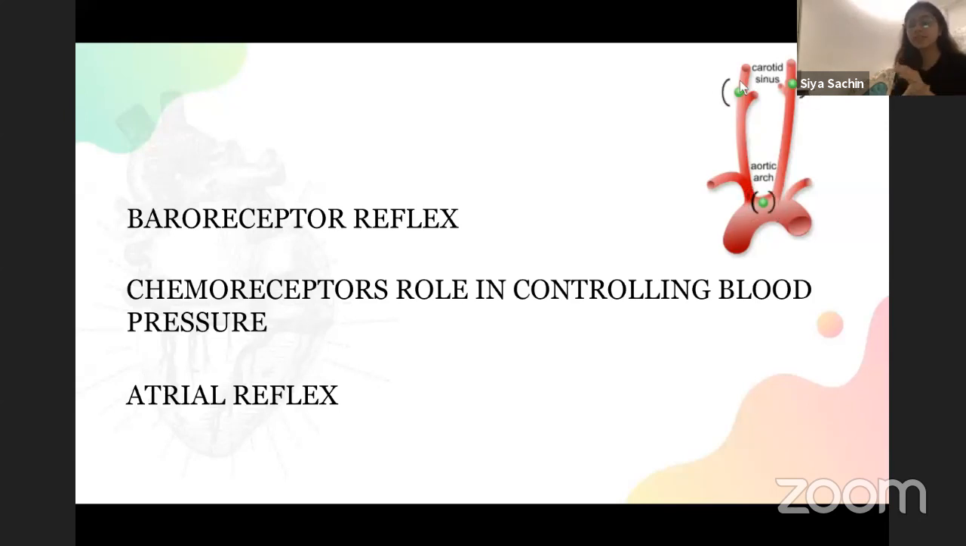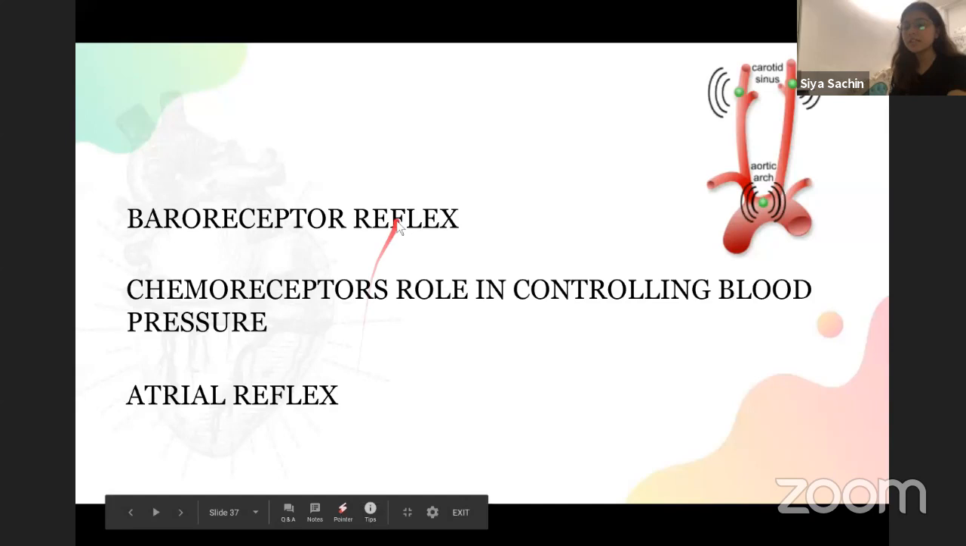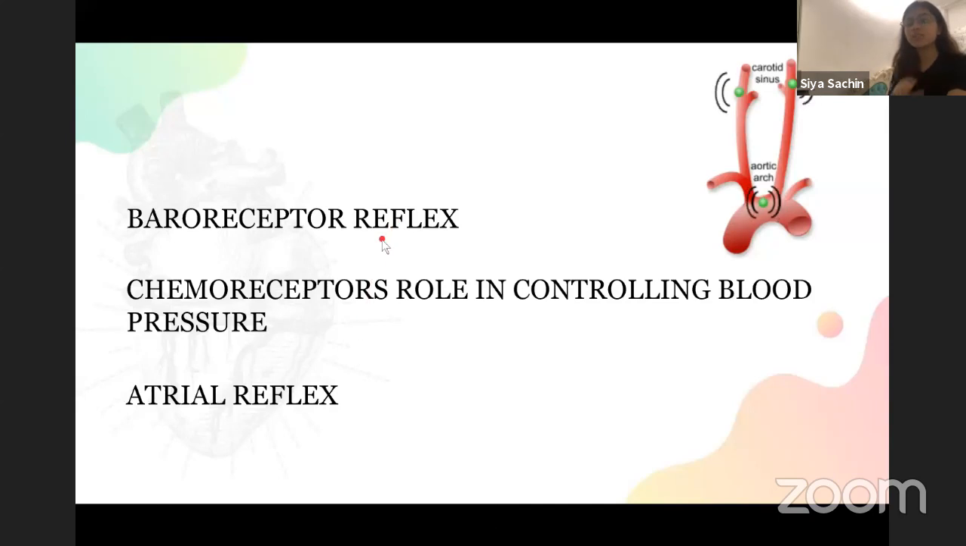It's going to be relayed to the nucleus tractus solitarius, and then this is going to act. The inotropy will increase, and you have an eventual decrease in the blood pressure. Okay, so that is the baroreceptor reflex. That is what happens acutely.